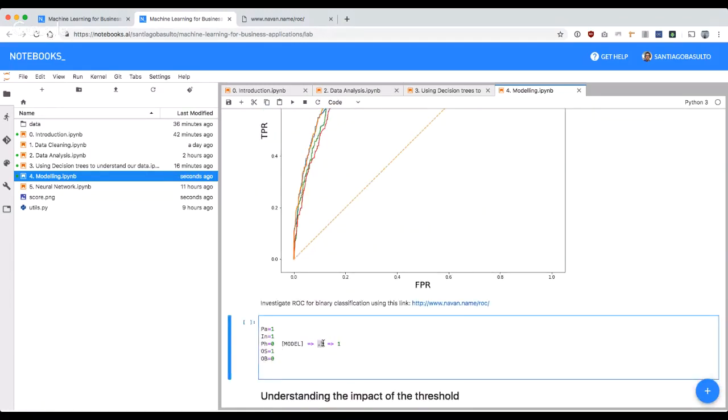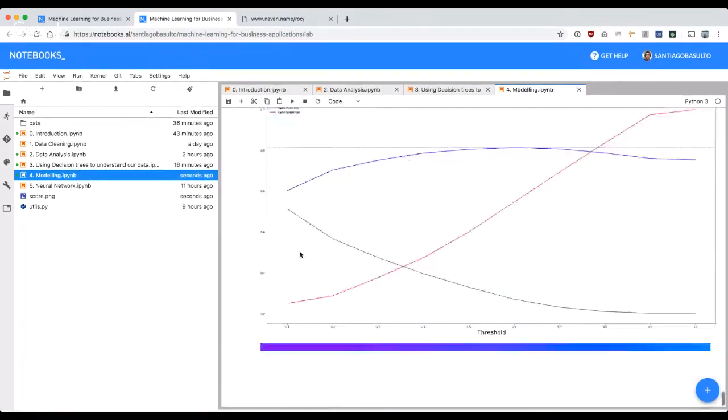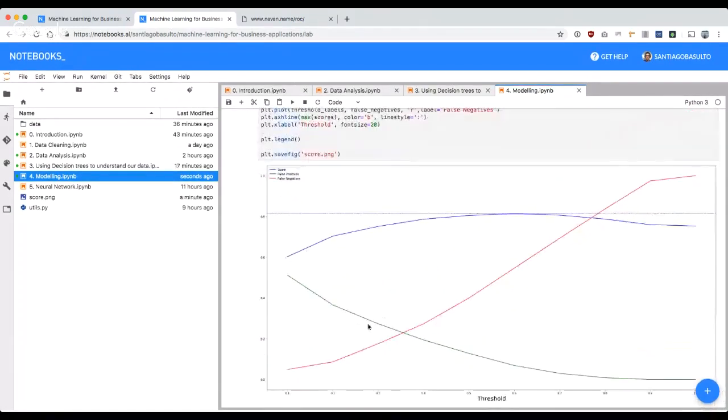So if the customer is above 0.3, I am lowering the threshold. I'm being even more cautious. If the customer is 0.3, then I'm going to classify them as leaving, as churn. So I can, again, react on these false positives. I prefer that instead of false negatives. So these are the three different curves you have, changing your threshold.